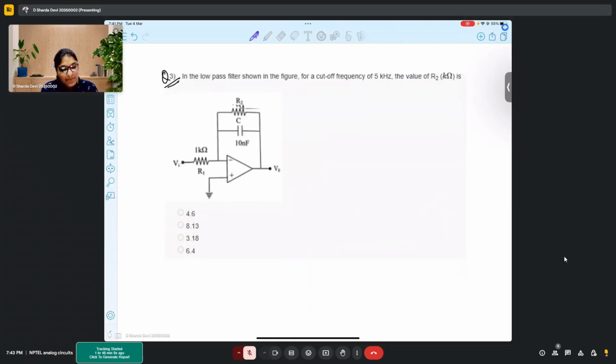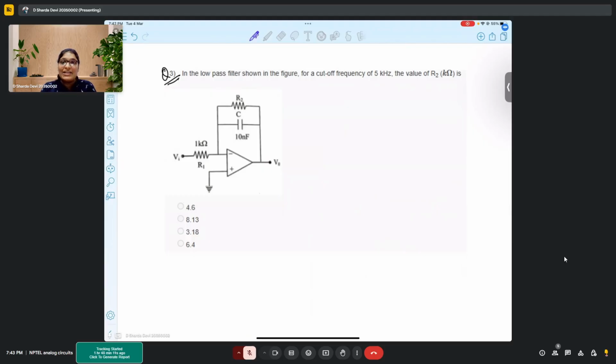Okay. So in this problem, see, this is an active low pass filter. Why active low pass filter? Because we have an op-amp over here, which is an active component. So that's why this is again a low pass filter, but it is an active low pass filter. Also, this is not an ideal active low pass filter. Rather, it is a practical active low pass filter.